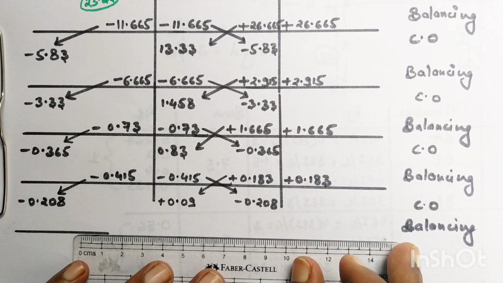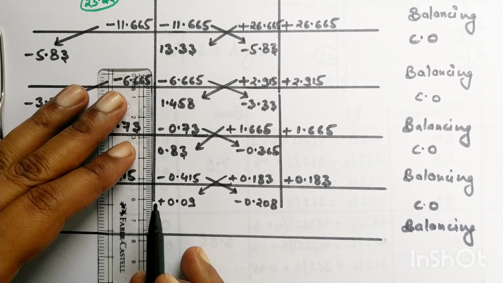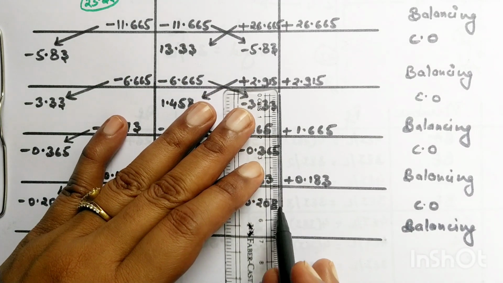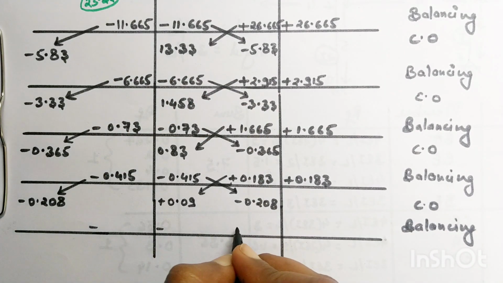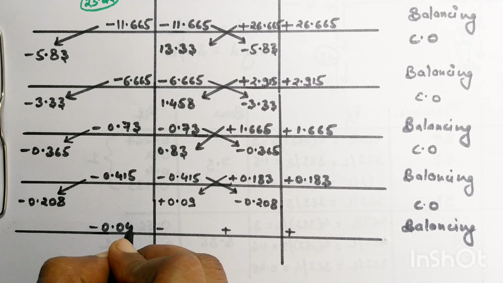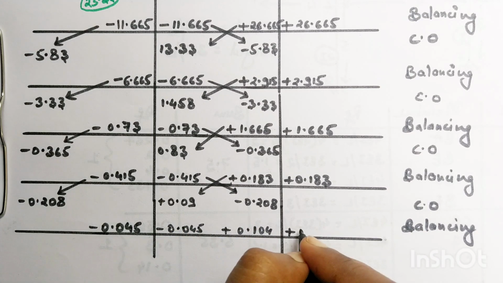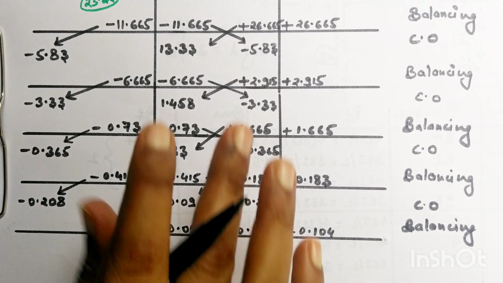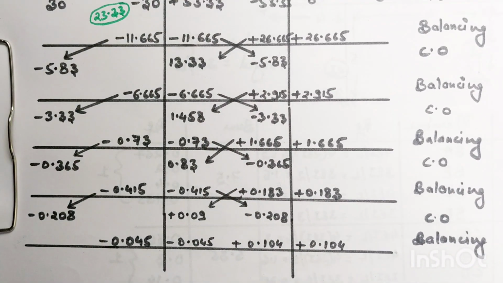Now again we'll be balancing it. So for balancing, this is positive and negative, so we'll be writing negative here. This one is positive, this one is negative. I am writing the opposite sign here. So opposite sign and then multiplied with the DF and just write it. Multiply it with the DF and just write it. So after this, your moment has decreased, 0.04, 0.1.